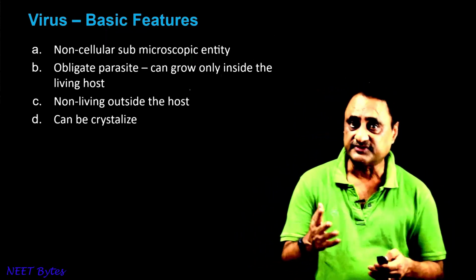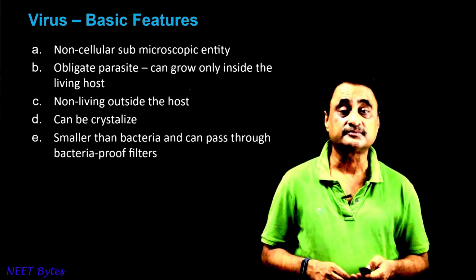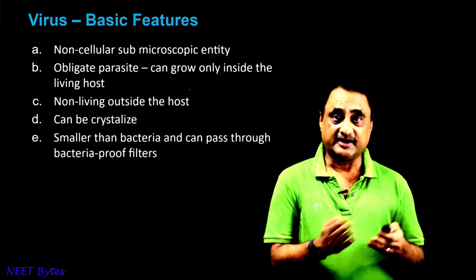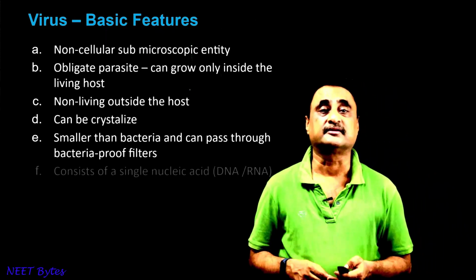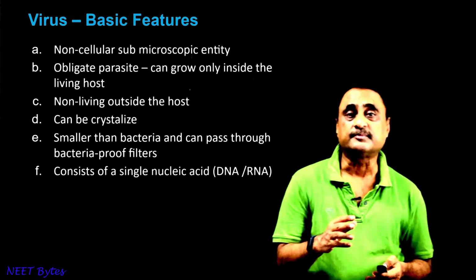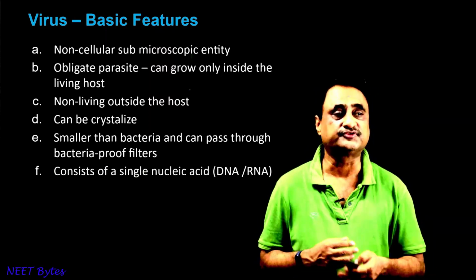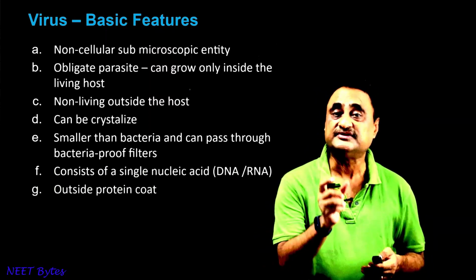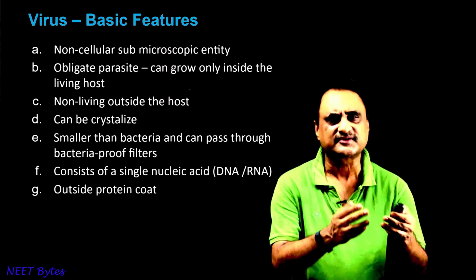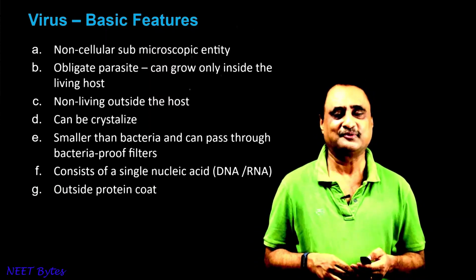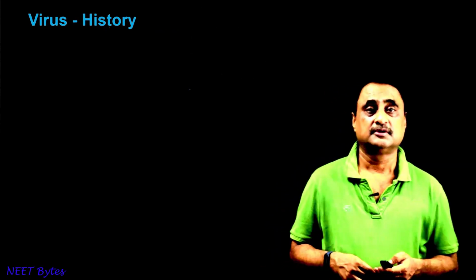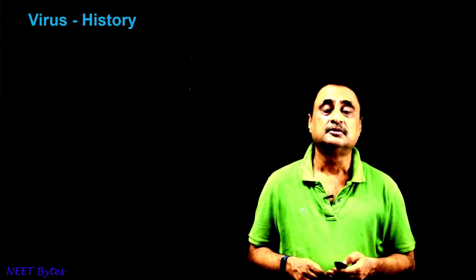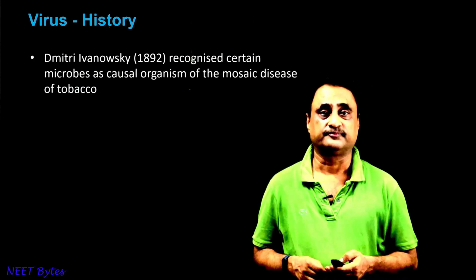Since it is non-living, it can be crystallized. And since they are living, they have a genetic material. Genetic material could be DNA or RNA, right? And this genetic material is enclosed outside by a proteinaceous layer. We call them capsid. We will discuss it in very detail. Okay. So before we move, let's try to learn some historical perspective.